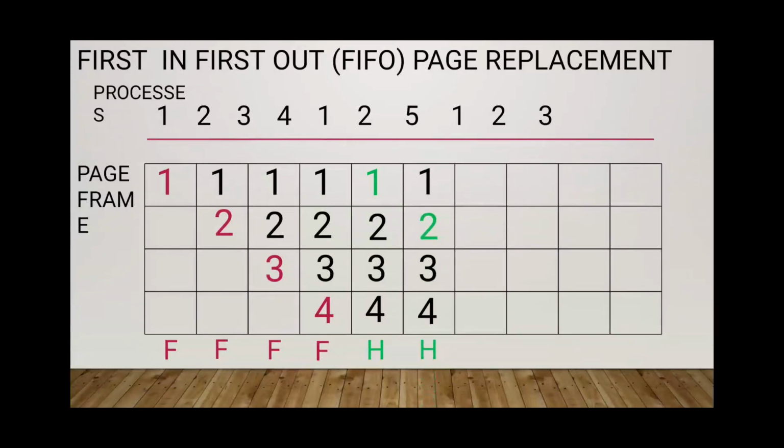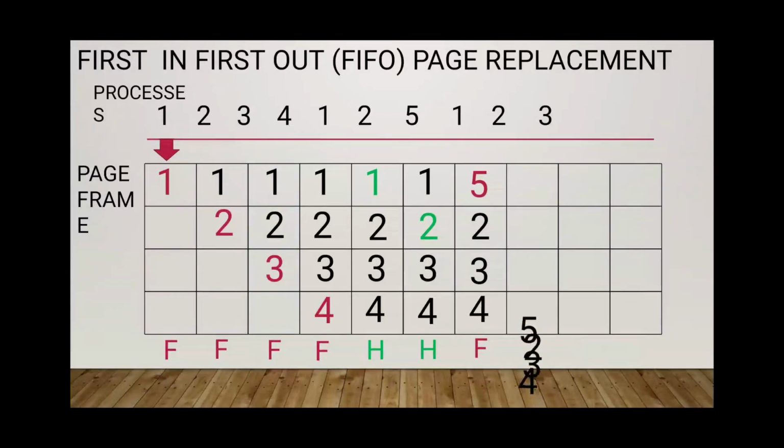Then a page hit occurs. So the next one is page 5. We know that the page frame is already full, so we will implement first in, first out. If we take a look at the very first column, page 1 is the first page that came in. So page 1 will be replaced with page 5. Since 5 is not found on the table, a page fault occurs.